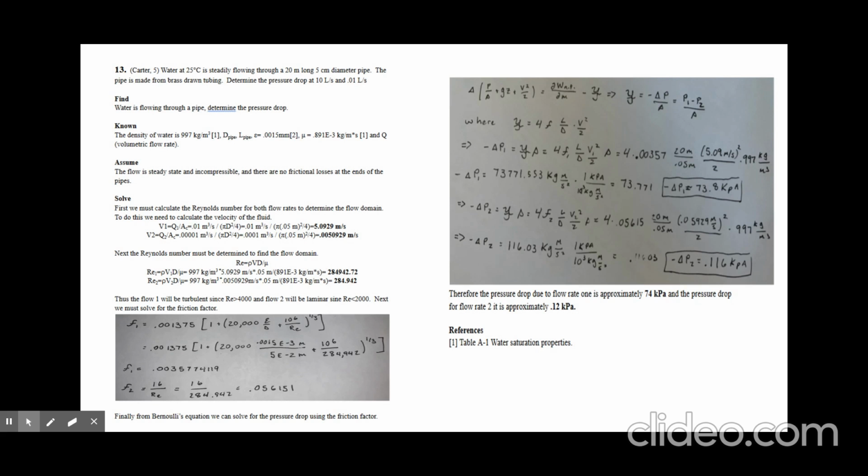The first flow is going to be turbulent because the Reynolds number is greater than 4,000, while the second will be laminar. From there, we can determine the frictional factors using the respective equations if it's turbulent or laminar. And then once you have the friction factors, you can use the extended Bernoulli equation and use the friction factor to find the frictional losses and set that equal to the pressure drop. And then from there, we can determine the pressure drop. The pressure drop for the turbulent flow is much larger than the laminar.